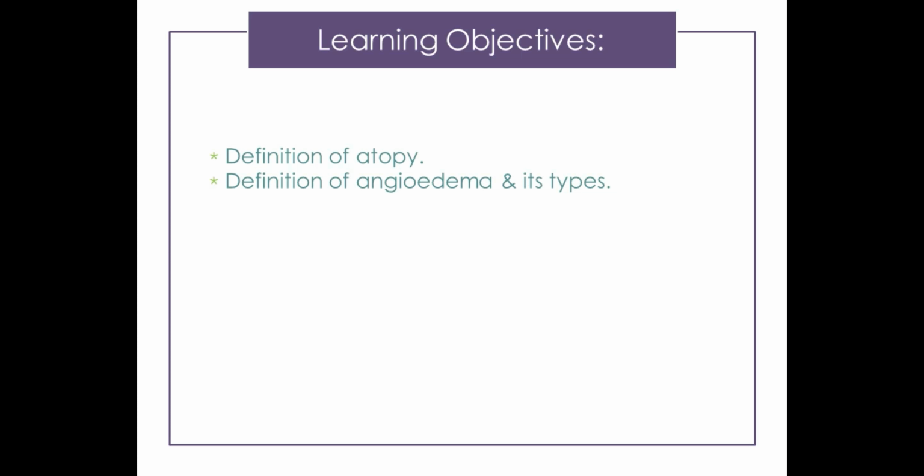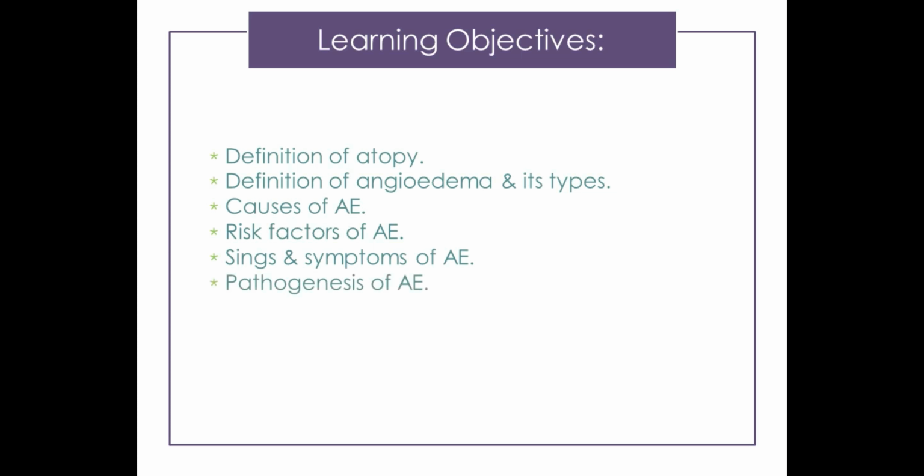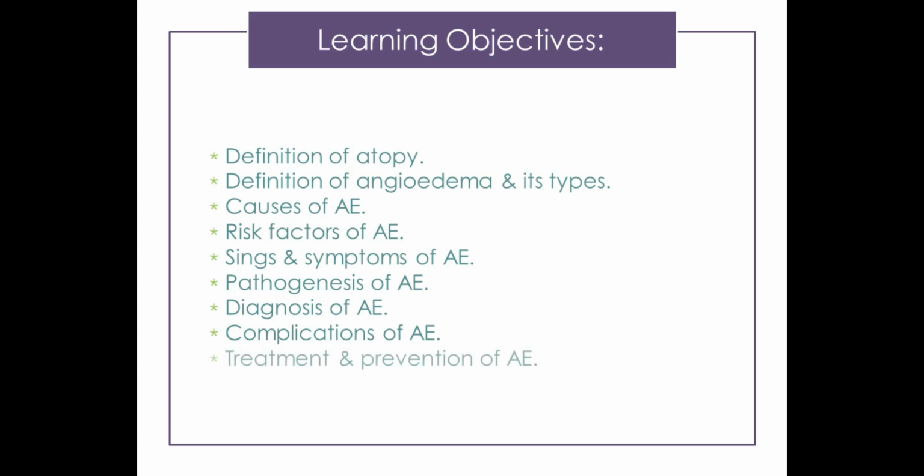So let's see what our learning objectives are for today. First of all, we will define atopy and angioedema and its types. Then we will talk about the causes, risk factors, and the signs and symptoms. We will then talk about the pathophysiology of this disease, the diagnosis, complications, and at the end, how to treat or prevent angioedema.